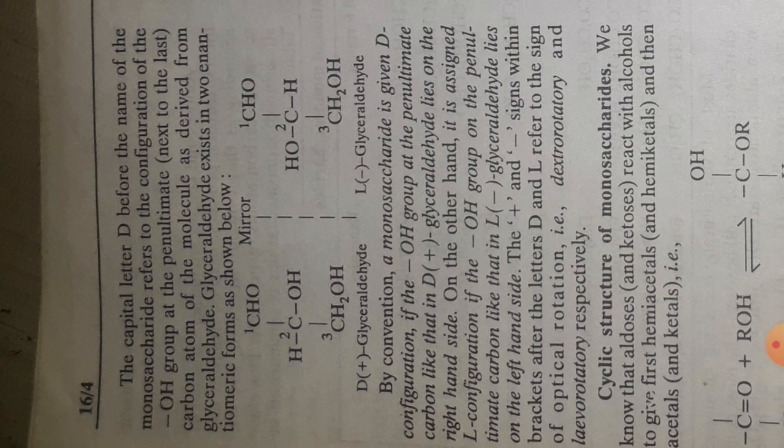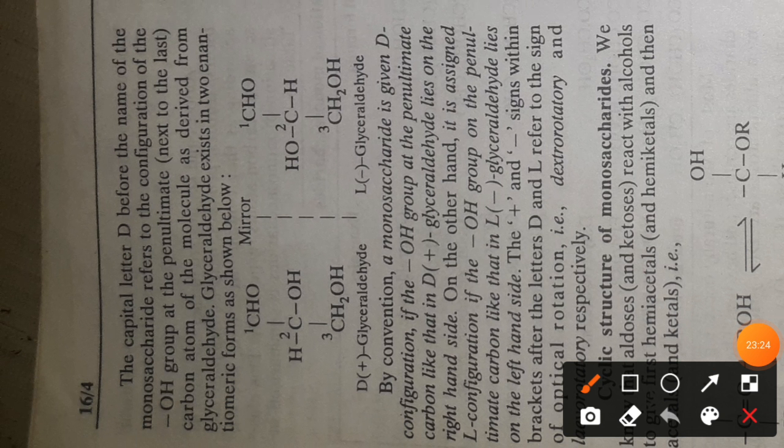So if the OH at the second position is considered from the bottom, next to the aldehyde, that is in case of glyceraldehyde. But while discussing pentose and hexose, the position changes. So it is the fifth carbon atom in case of hexose, and in case of pentose it is the fourth carbon atom. So we have to deal with that.